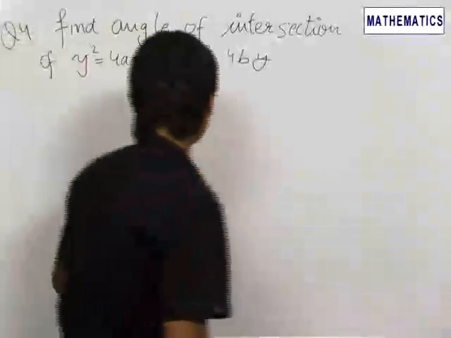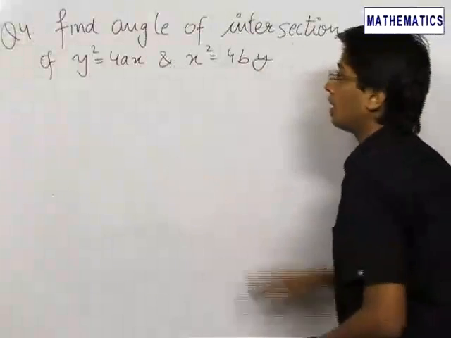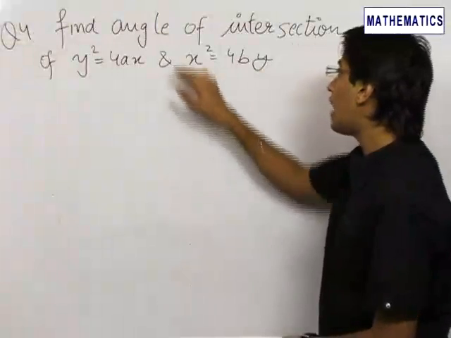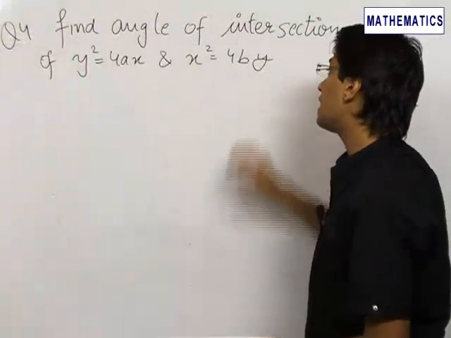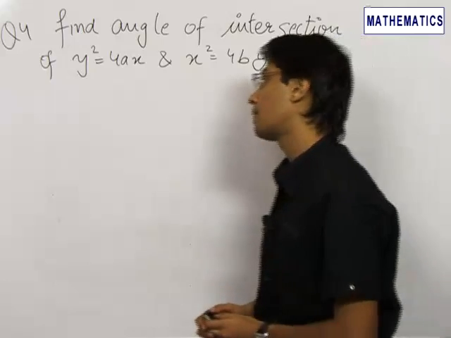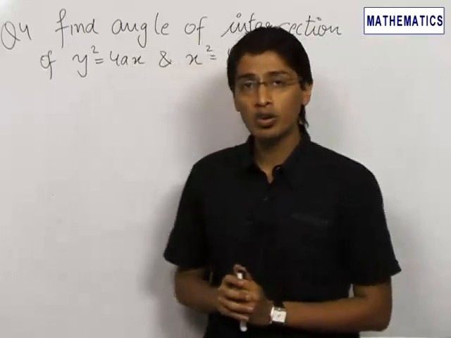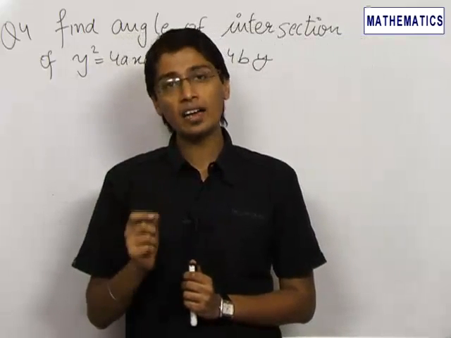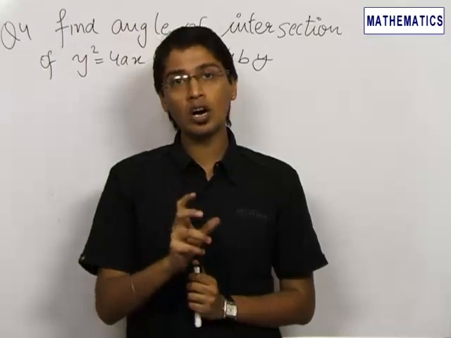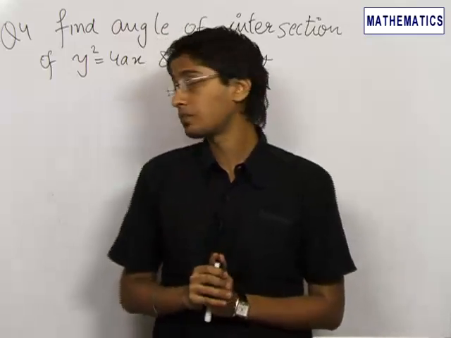Our next problem asks us to find out the angle of intersection between the parabolas y square is equal to 4ax and x square is equal to 4by. Now one important thing to note is that the angle of intersection between any two curves is equal to the angle between the tangents made to the two curves at their points of intersection.